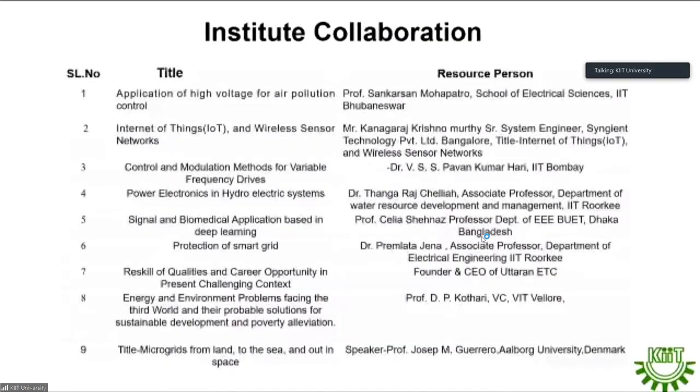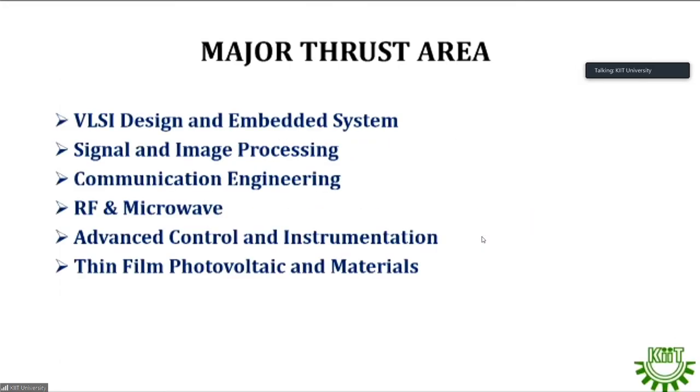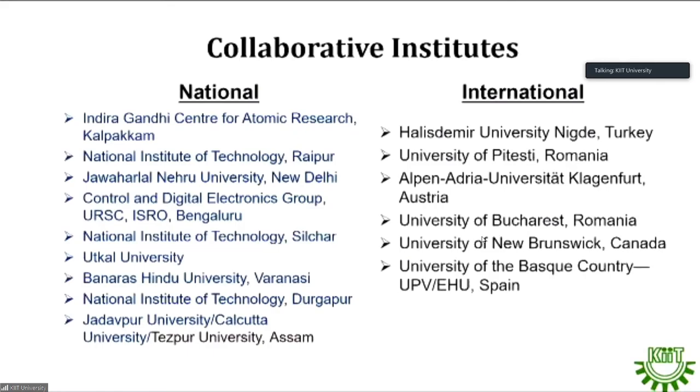These are some of the industrial collaborations, and these are some of the institute collaborations we have done, where the students are jointly publishing papers and jointly carrying out projects. We have another research facility for VLSI design and embedded systems, signal processing, communication engineering, RF and microwave, advanced control and instrumentation, thin film photovoltaic and materials. These are some of the other interdisciplinary research groups available in the School of Technology.